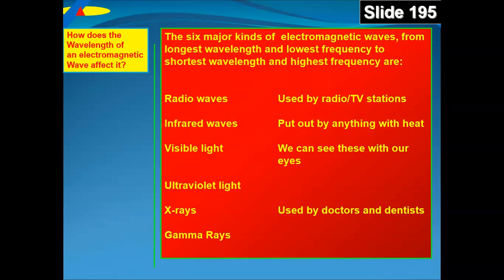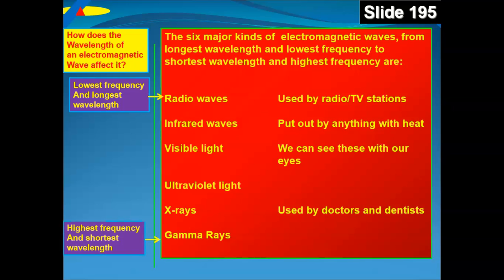Visible light, that's what we can see with our eyes. Then there's ultraviolet. X-rays, those are used by doctors and dentists. The reason is they're strong enough to penetrate your skin, but not your bones or your teeth, and therefore they show your bones and your teeth and where you have cavities or fractures in your bones. And then gamma rays are the highest energy waves. They actually can go right through your body. So the lowest frequency, longest wavelength are radio waves. The highest frequency and shortest wavelength are gamma rays. And the frequency and wavelength of all electromagnetic waves have to multiply to be 300 million meters per second, the speed of light.